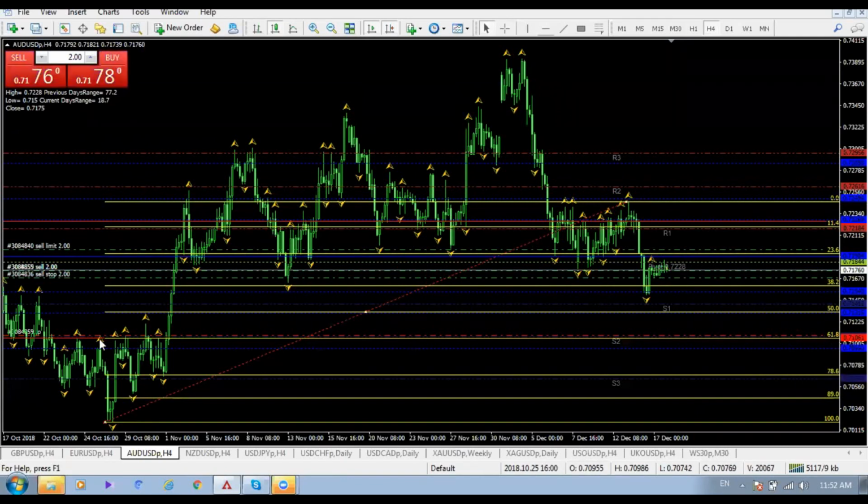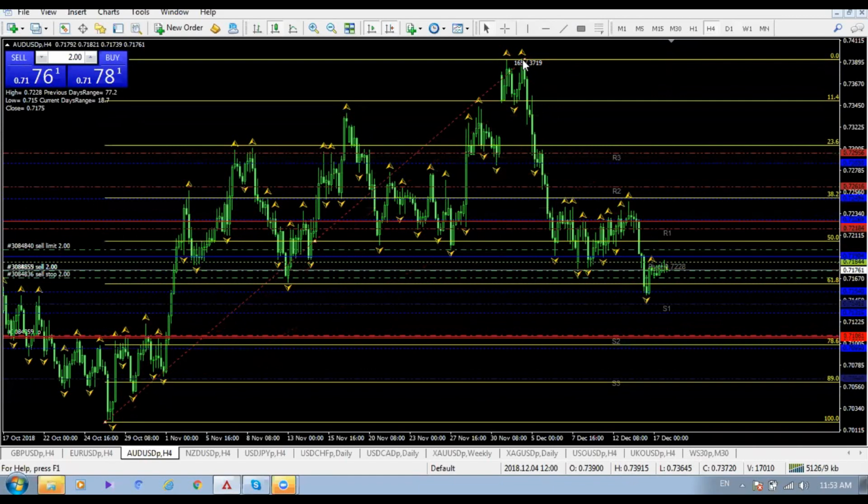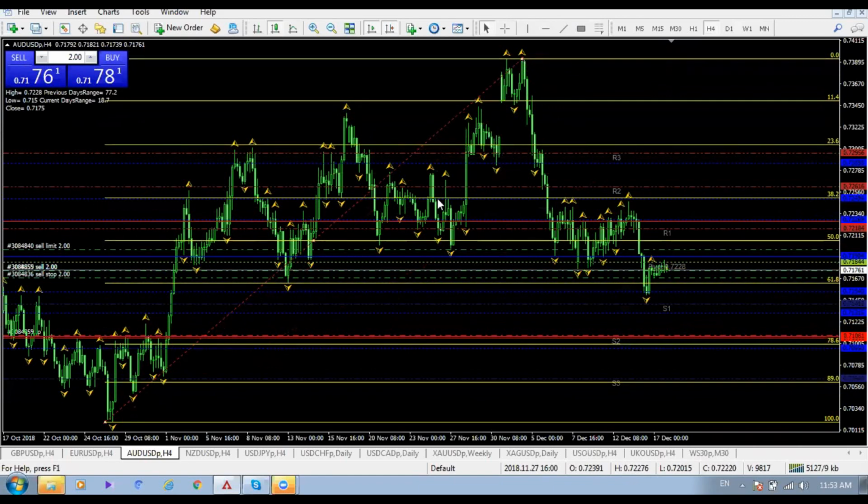Look at my Fibonacci of 61 on the pivots, where I put my TP. My voice was cut off for 20 seconds. Okay, I'll repeat it again.